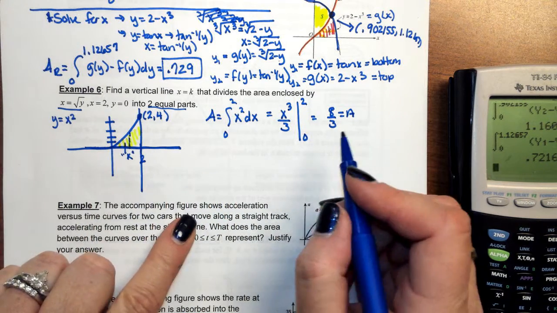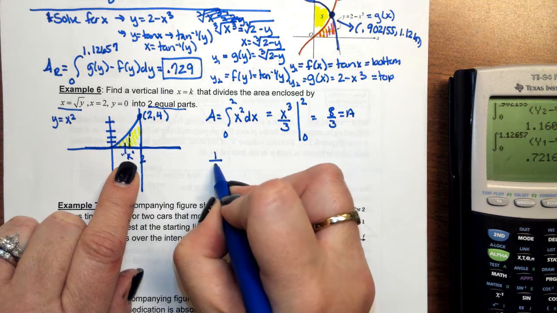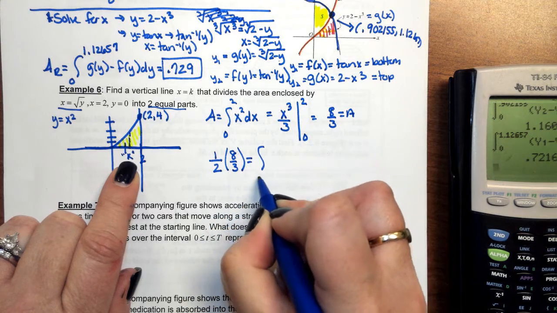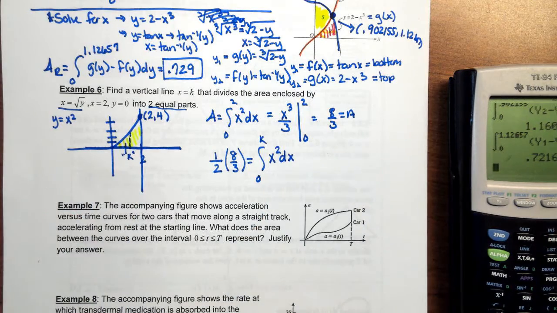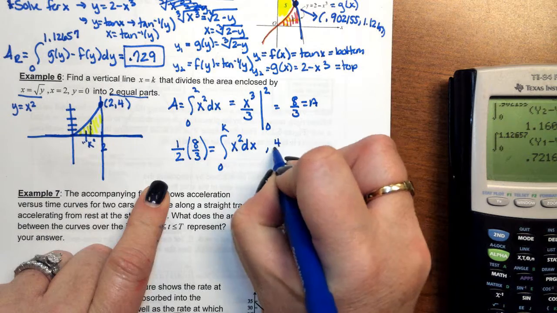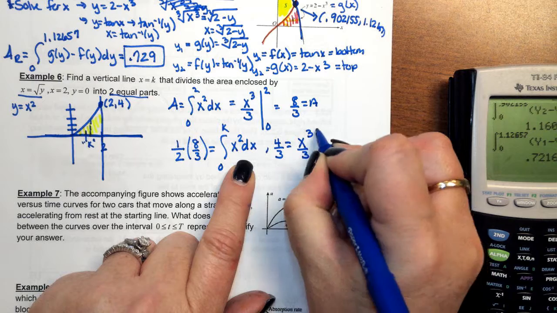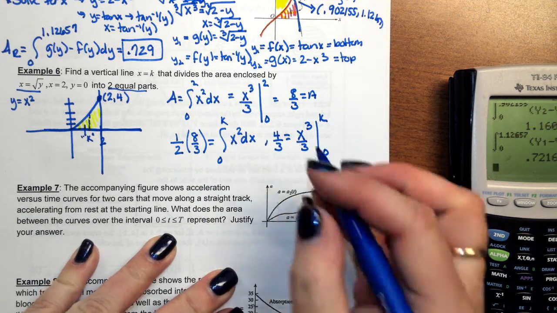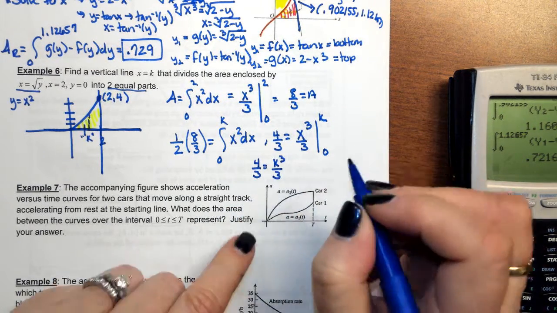So now what I want to do is figure out a particular x value, which means I want to solve for a bound, where I'll calculate half of 8/3. So half of 8/3 is going to be equal to the integral from 0 to k of x squared dx. Half of 8/3 gives me 4/3. When I integrate, I end up with x to the third over 3, and I'm going to evaluate this from my upper bound of k to 0. So 4/3 is equal to k to the third over 3 minus 0.